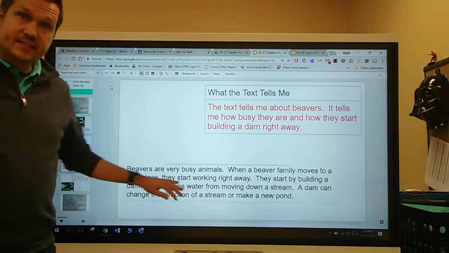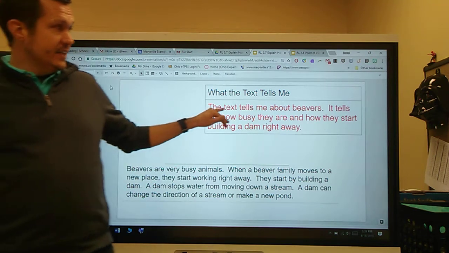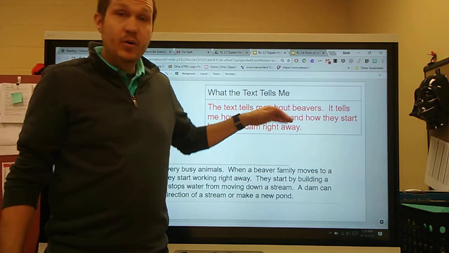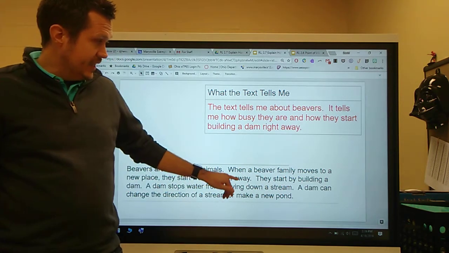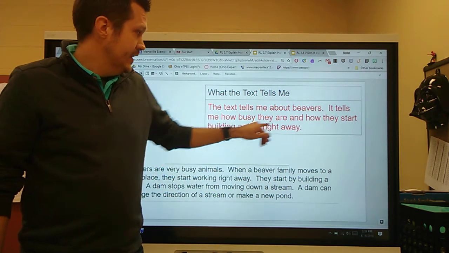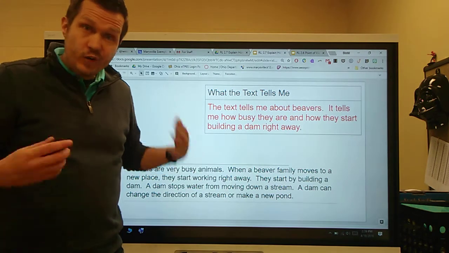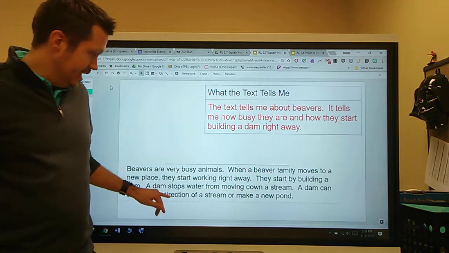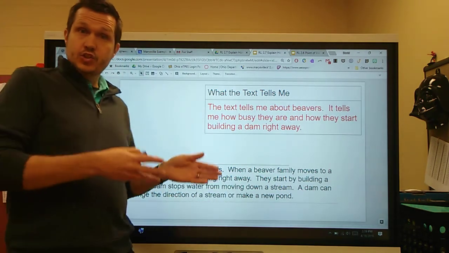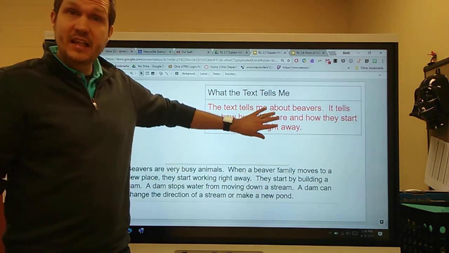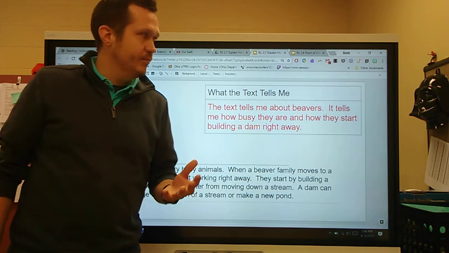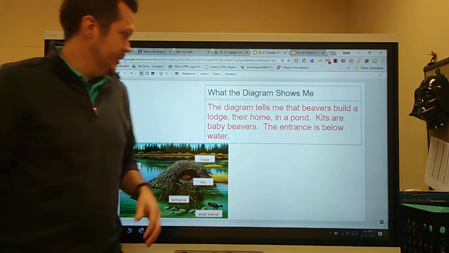So here's the text. This is teaching us. The text teaches us all about beavers. It's telling us how busy they are. It also tells us that the first thing they do is start building a dam right away. The words also teach us that they can change the direction of a stream or a river, and they can create a new pond. So the words are teaching me lots of things. Let's see if we can figure out what that diagram is teaching us.